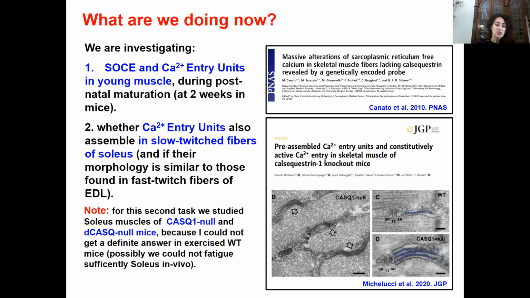And also, in addition, we know from a paper published in 2010 that the lack of calsequestrin causes severe SR depletion during repetitive stimulation, and that the EDL fibers from these mice contain pre-assembled calcium entry units that enhance both constitutive and store-dependent calcium influx. This data have been recently published in 2020.